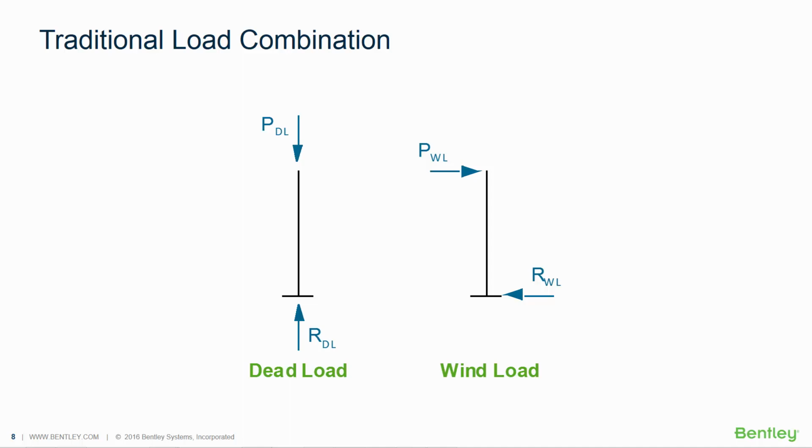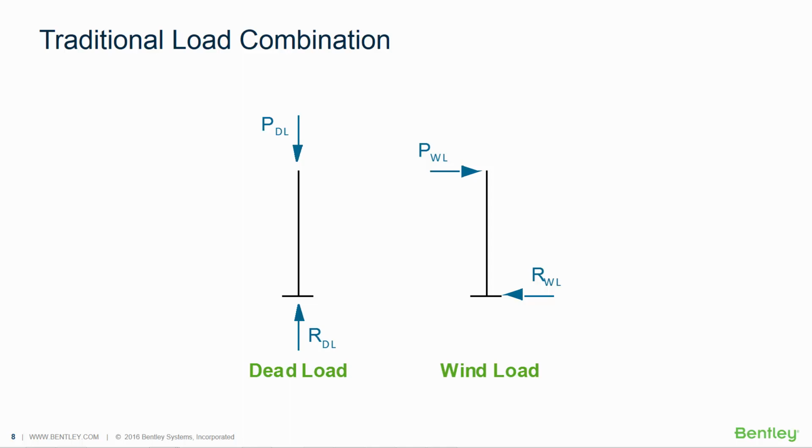In STAAD Pro, you have the ability to create or generate two different types of load combinations. The first load combination type we're going to talk about is our traditional load combinations. A traditional load combination is a set of load results which are combined algebraically to produce a superimposed set of results for post-processing. In a traditional load combination, STAAD Pro will calculate the results of each load case individually.